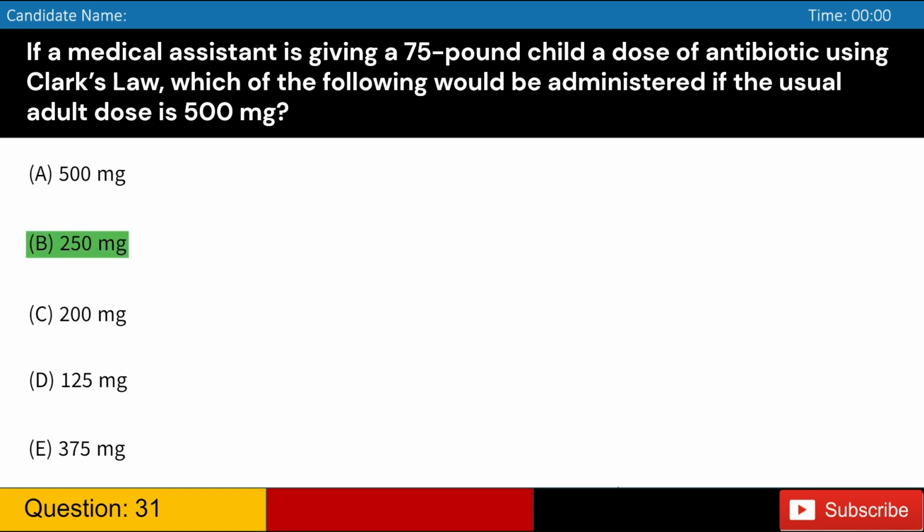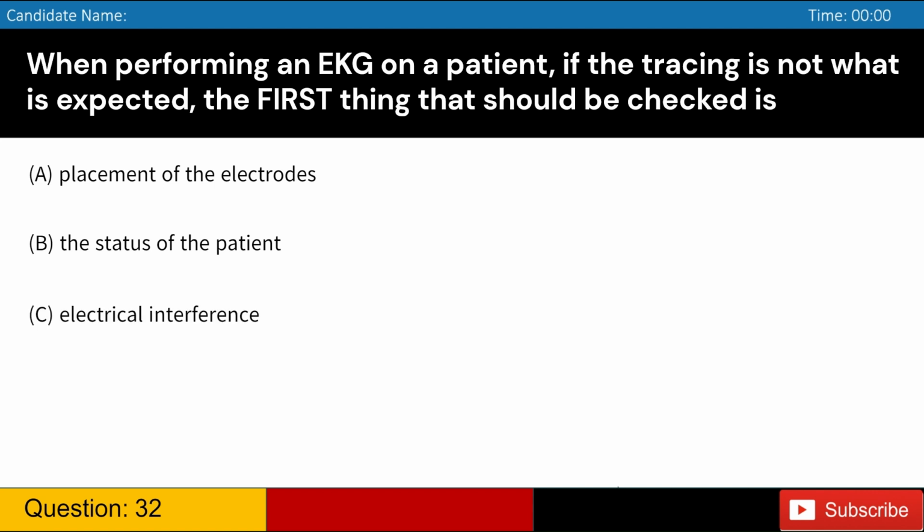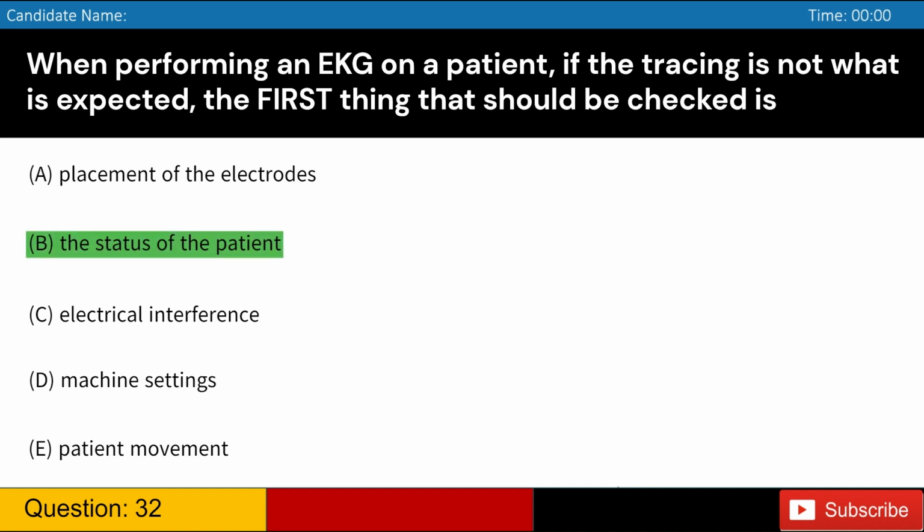250 milligrams. When performing an EKG on a patient, if the tracing is not what is expected, the first thing that should be checked is A. Placement of the electrodes. B. The status of the patient. C. Electrical interference. D. Machine settings. E. Patient movement. Answer: B. The status of the patient.